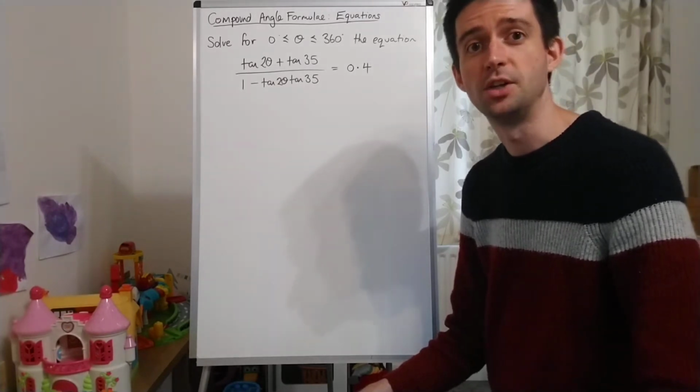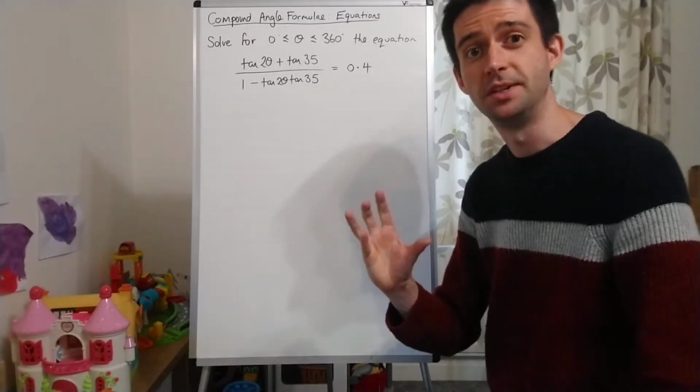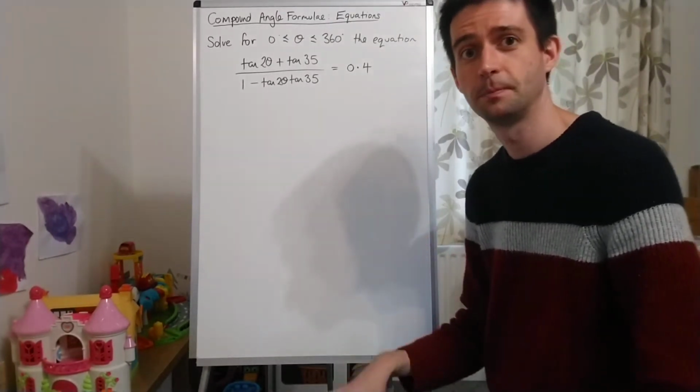This is part 4 of the second lesson on compound angle identities, and in this video I'm going to be doing an equation that involves the tan compound angle identity. It's the first time I've visited this during this set of videos.